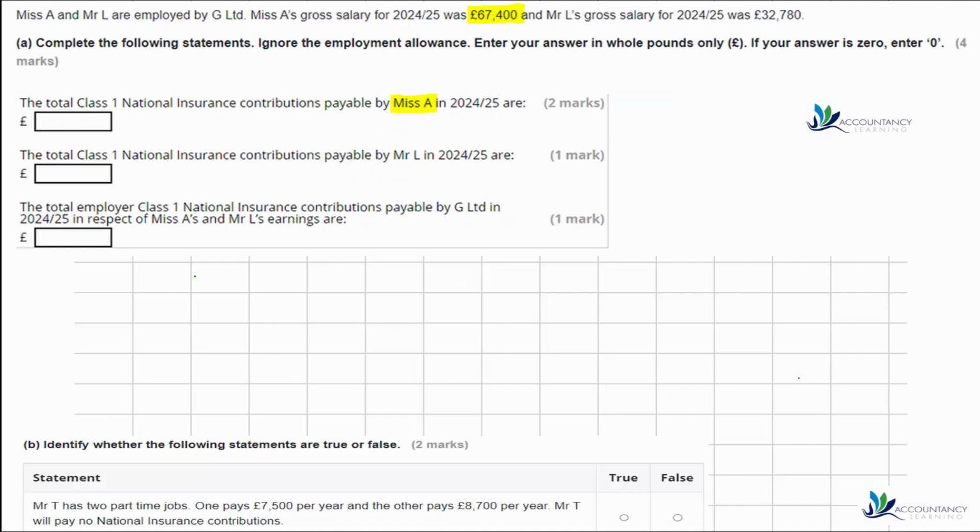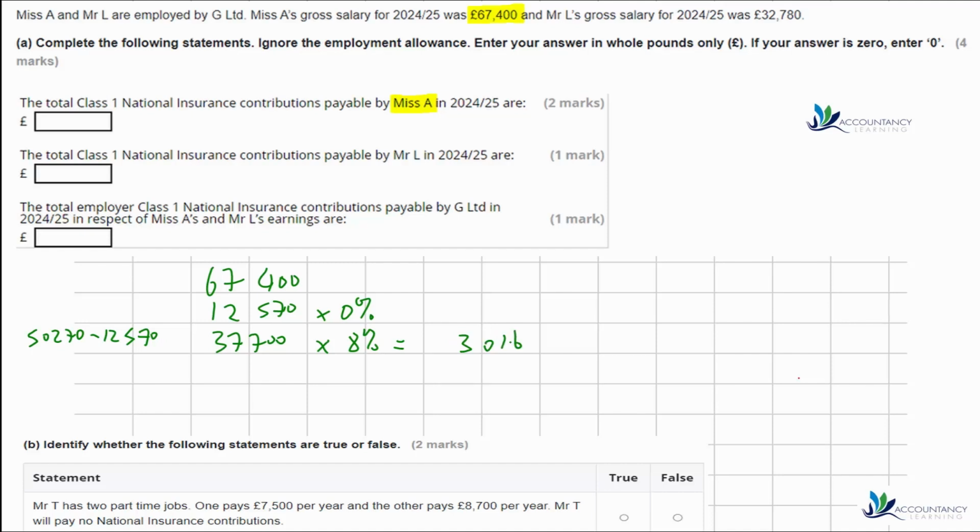So for Miss A, we've got a total of 67,400. The first threshold is 12,570, and they pay no national insurance on that. Above that, we've got the gap between 50,270 and 12,570, which is a total of 37,700. We'd pay national insurance at 8%, so that's going to be 3,016.